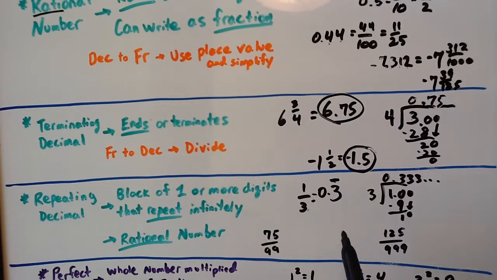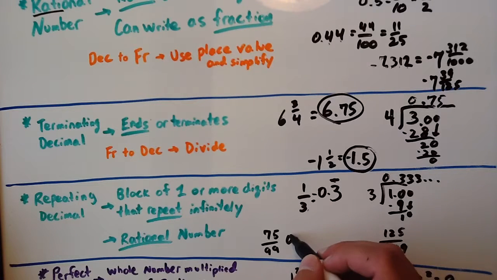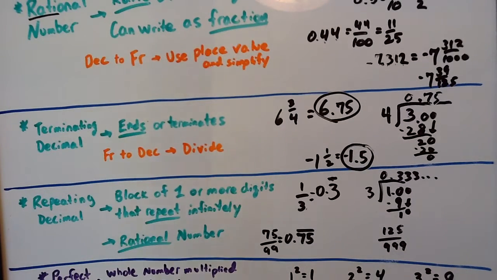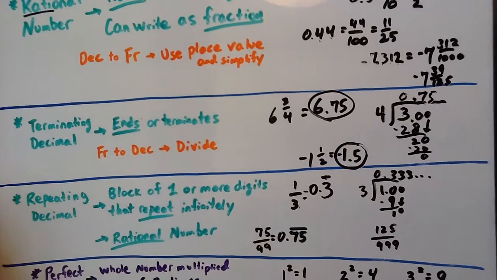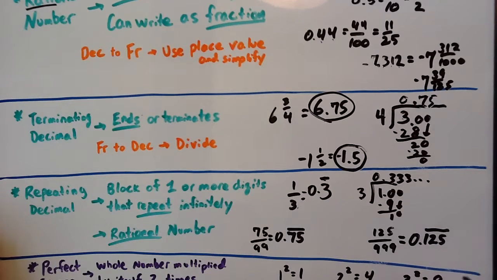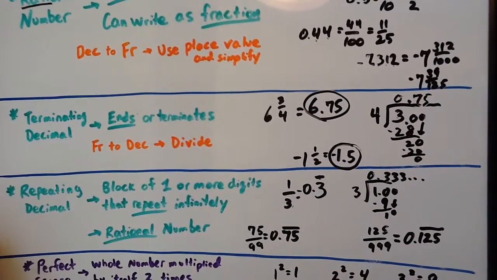You could also have more than one digit that repeats. If you did 75 over 99, you would get 0.75 repeating. So the decimal would read like 0.757575, on and on and on, infinitely. And the same thing here with 125 over 999. If you divide that, you would get 0.125 repeating. So it would go 0.125, 125, 125 for all infinity. And so we use the repeating bar to be able to write that decimal.